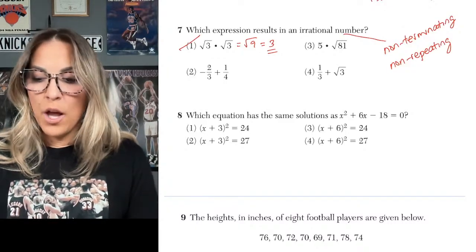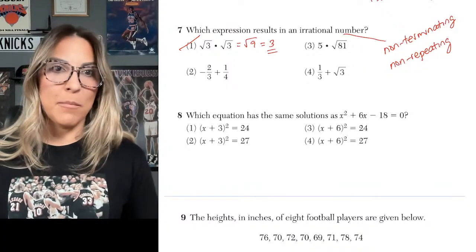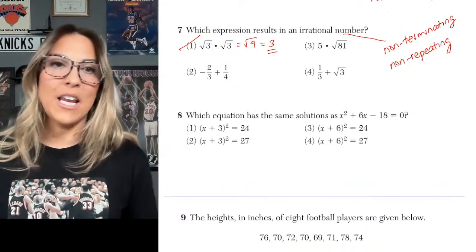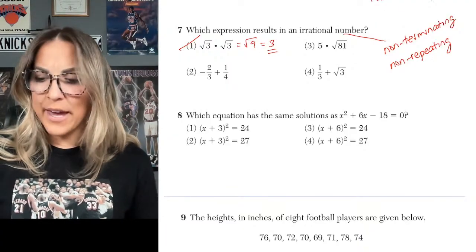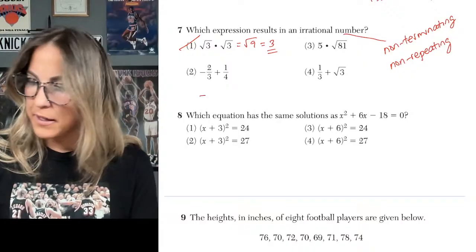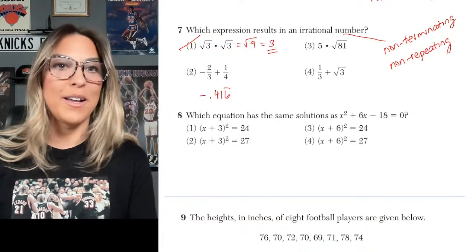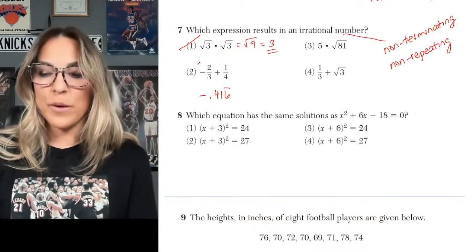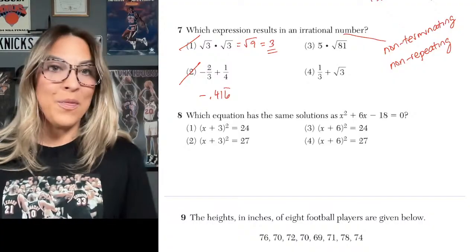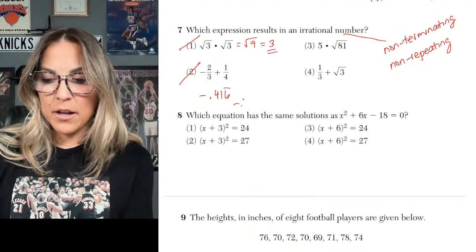Number 2, when I add, another way that you can justify this, if I'm adding a rational number plus a rational number, I'm always going to get a rational number. So if I add these, I will get a decimal, but it's going to be negative 0.416 with a bar over it. So again, there's repetition there. So even though it doesn't end, there's repetition. So it is rational.